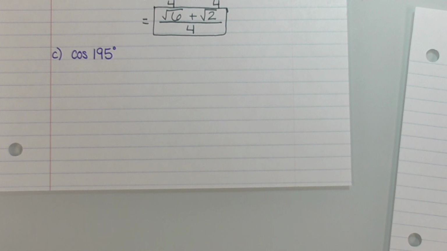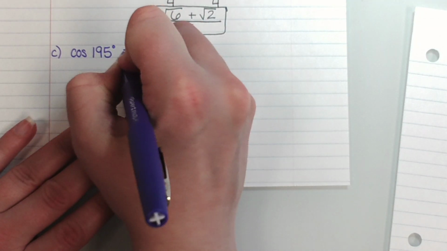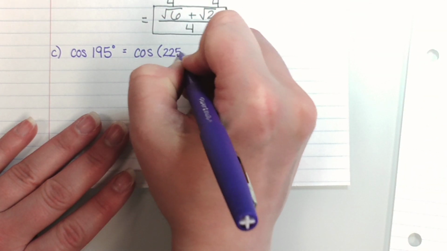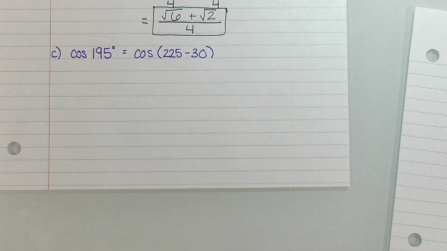225 minus 30. Are there other options? There's always other options. 240 minus 45. Oftentimes I have people tell me 200 minus 5. 200's not on the unit circle, neither is 5. Make sure they're on the unit circle. Try it out. See if you can go from there.